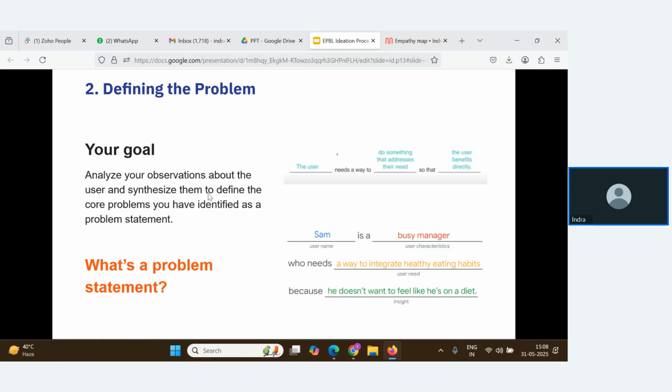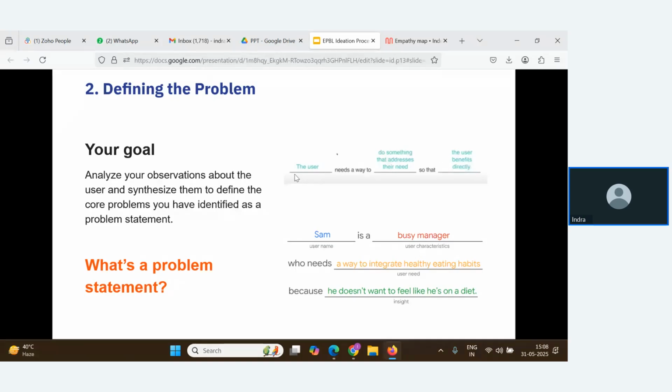Okay. So here you can see that the main goal is to take all the things from the previous stage, whatever we have observed, like what was he thinking, what was he saying, what he did, and what he was feeling. We have to combine all those things together to create a clear, concise problem statement. On the right side, there is a simple formula to write a problem statement. For example, the user needs a way to do something that addresses their need so that the user benefits directly.